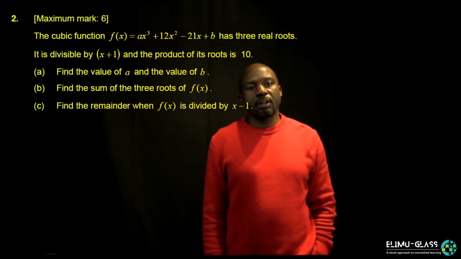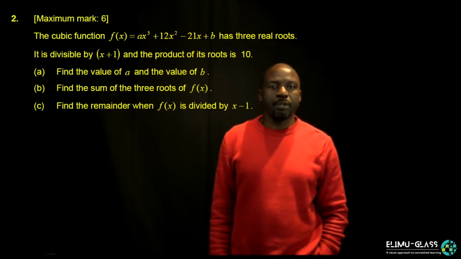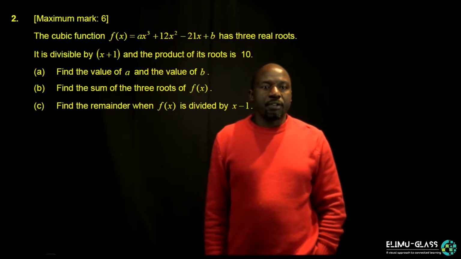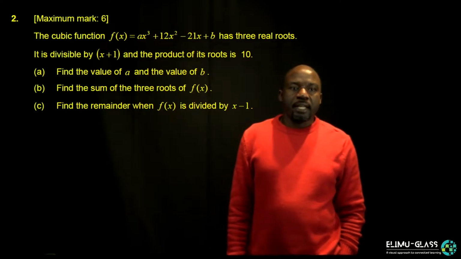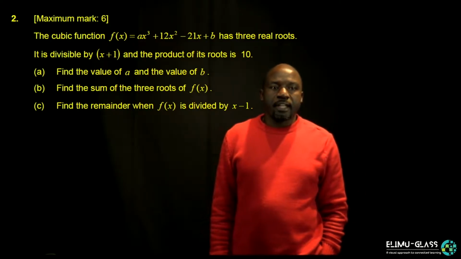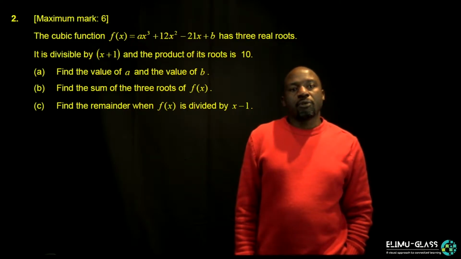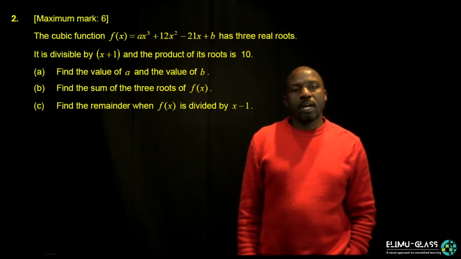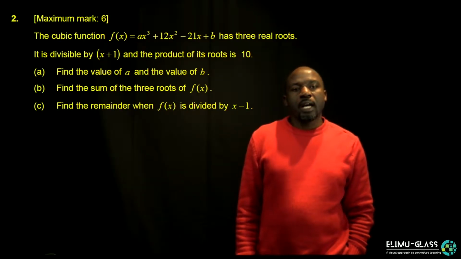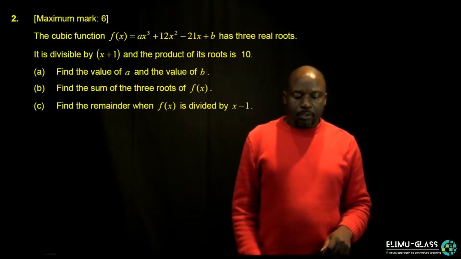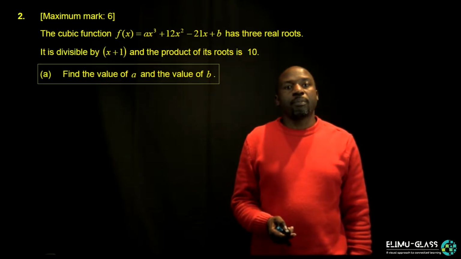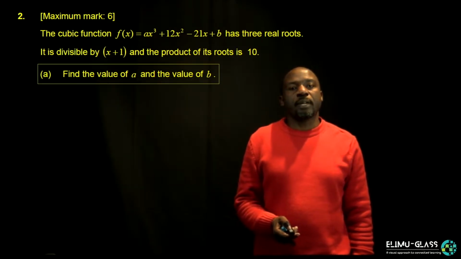Okay, so the first part of the question is find the value of a and the value of b, find the sum of the 3 roots, and find the remainder when f of x is divided by x minus 1. So 2 areas here, once again. One is factor and remainder theorem are going to be used here. And the second thing is Vieta's rule for sum and product of roots of a polynomial. Okay, so again, I've split this question into 3 parts. Let's start with the first part.